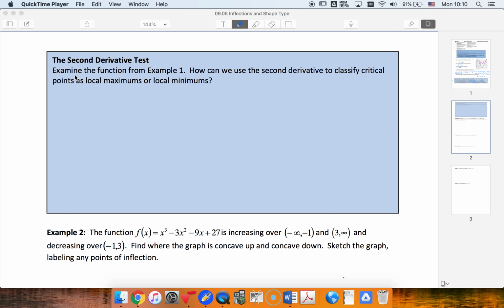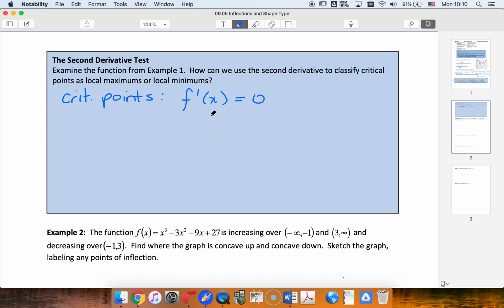In the last video, we talked about looking at the second derivative and knowing concave up or concave down. So now let's think about how we can use that to classify critical points. So remember, our critical points happen when the first derivative is equal to 0.